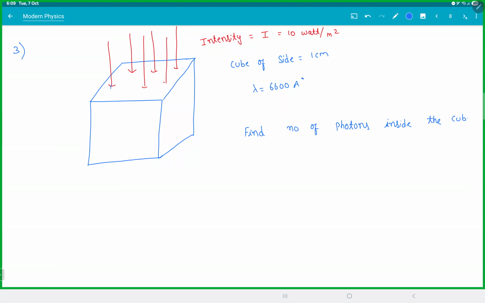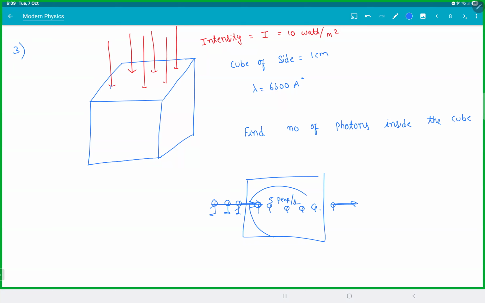Let me give you an example. If I have a room and people are entering the room, let's say 5 people per second. When one person leaves, one person will enter. So the number of people entering is equal to the number of people leaving. But at any point of time, you will see there will be some people inside the room, isn't it? So the question is, how many people are there in the room? Did you get what was the question?